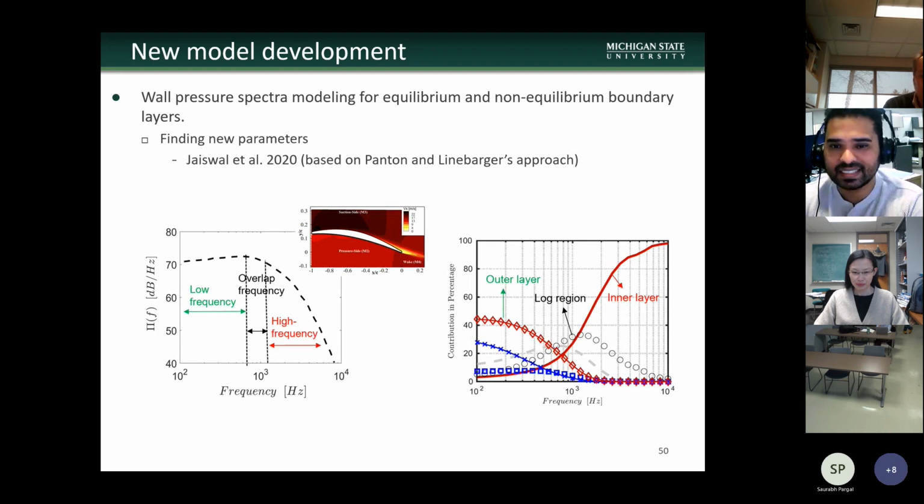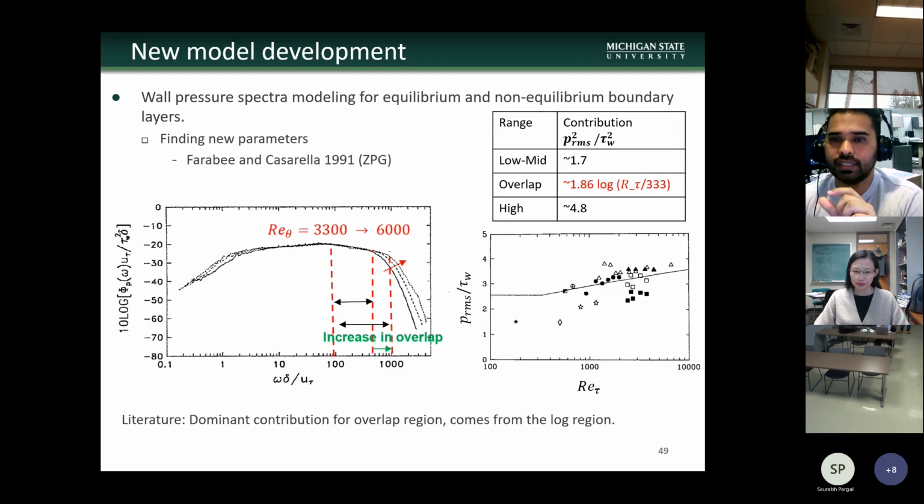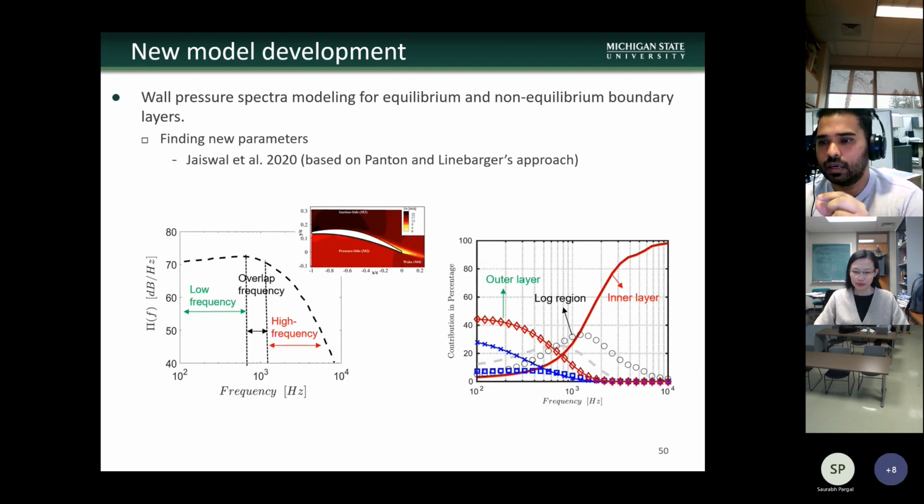Similarly, Jaiswal recently, based on his experimental measurements at Sherbrooke towards the trailing edge part of the blade, calculated the power spectral density of the wall pressure fluctuations, and found that most of the contribution in the overlap range came from the logarithmic region. Again, similar to what was done by Farabee and Casarella. So based on this work, we wanted this logarithmic region to be part of the model which we want to develop. To do that, it was pretty straightforward.